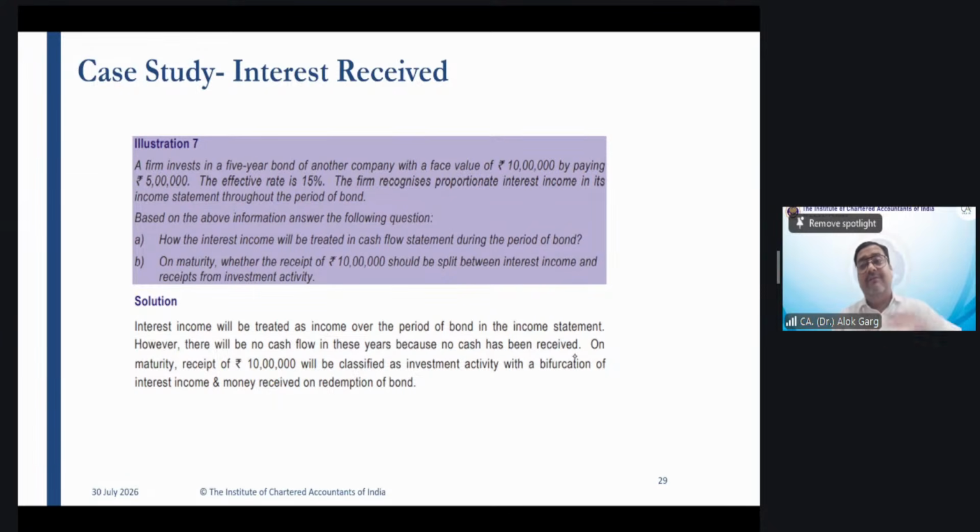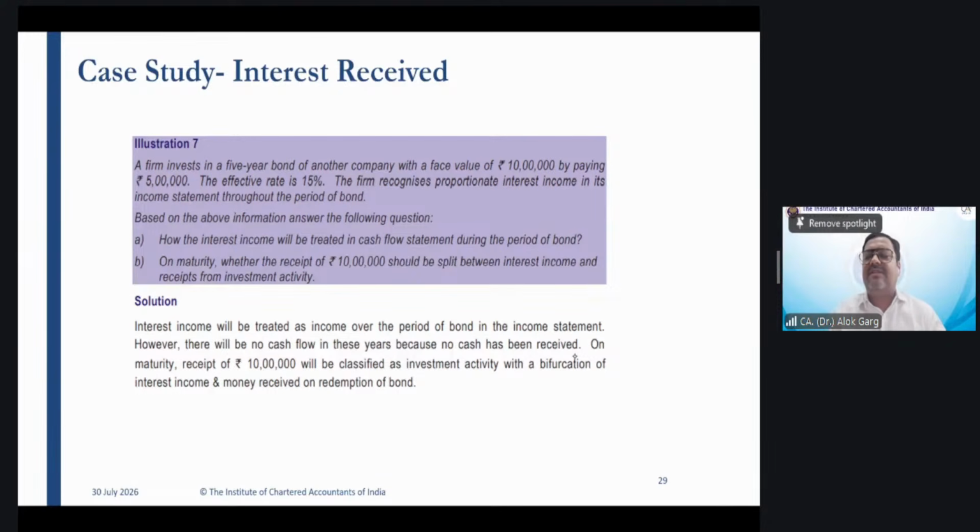Right, my dear friends. And we understood how I'll start my cash flow from operating activity with profit before tax. Then I will adjust my non-cash items. Then I will adjust my non-operating items. It will give me the cash flow before changes in working capital. Then I will adjust my increase or decrease in current assets and current liabilities. It will give me cash flow from operations. Then I will deduct my income taxes paid. Then it will give me the cash flow from operating activities, right? We all know this because we are chartered accountants.